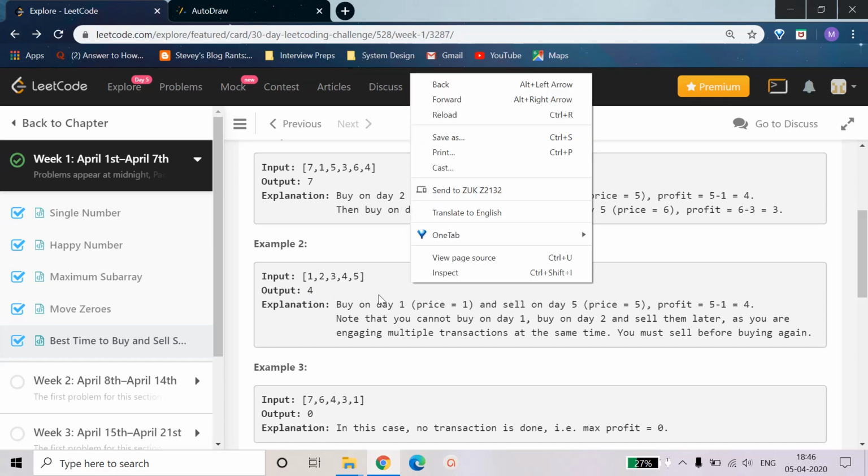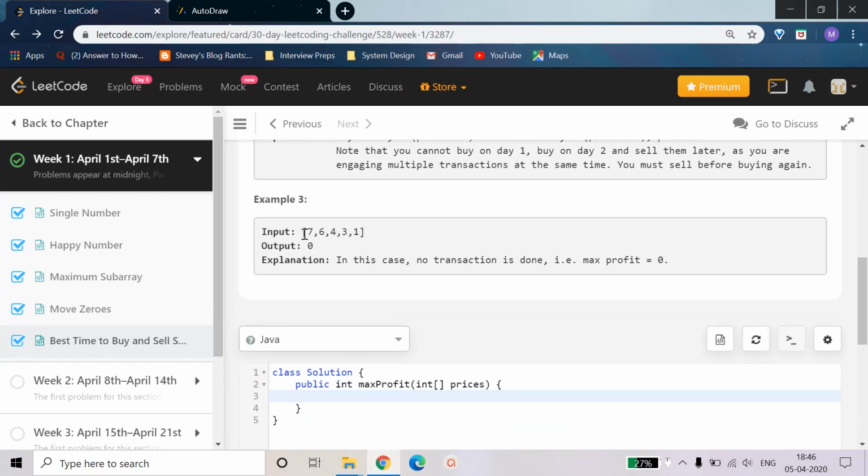Now in the third example, the array contains all the integers in decreasing order. So there is no opportunity for us to buy at a lower price and sell at a higher price. So our profit in that case will be 0.